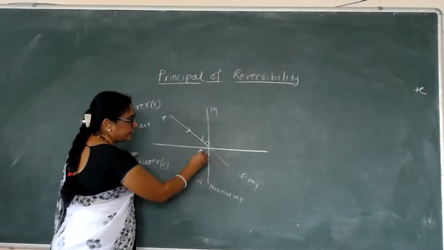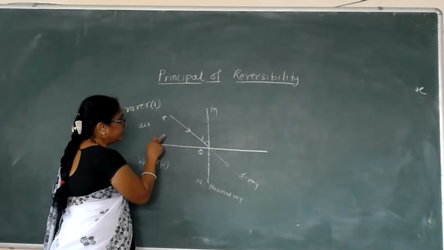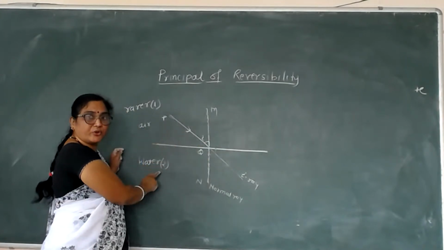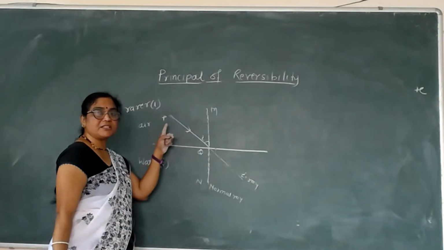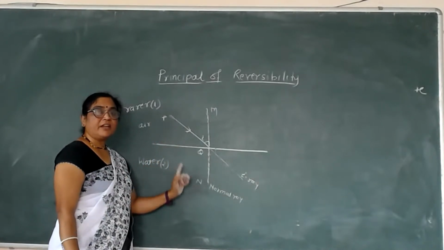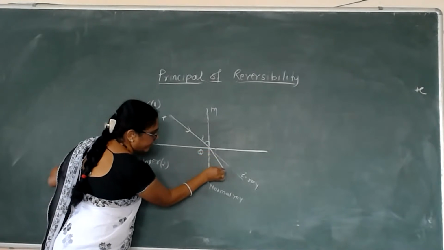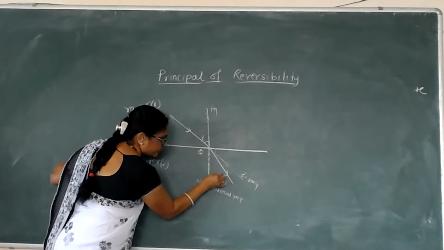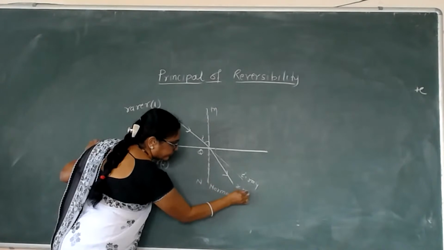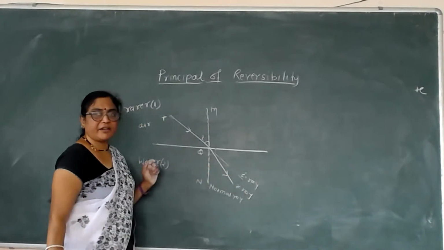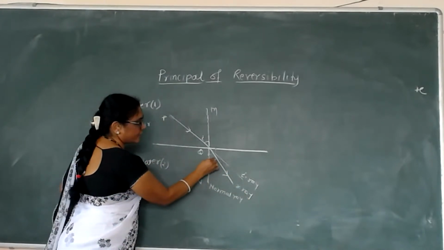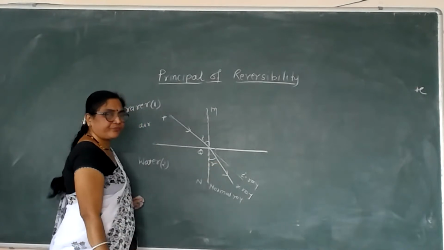Here, the ray of light is refracted, and the ray of light passes from rarer to denser. When the ray of light passes from rarer to denser, it bends towards the normal. So draw here, it bends towards the normal. So this is the refracted ray. This ray is known as the refracted ray, and this angle is known as the angle of refraction r.